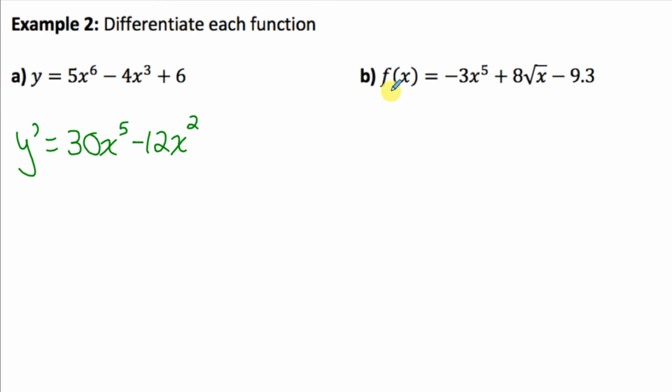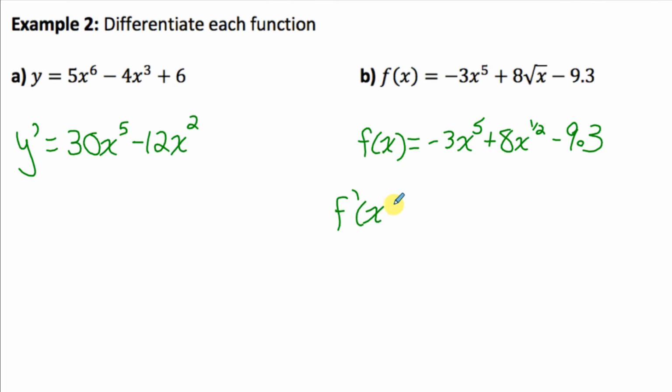Part B. We're back to function notation, so I'll write f prime of x for the derivative. Actually, before I find the derivative, let me rewrite the original function, f of x, changing that square root symbol to an exponent. So f of x equals negative 3x to the 5 plus 8x to the power of 1 over 2 minus 9.3. Now I'll find the derivative.